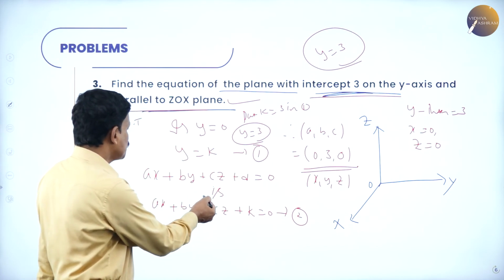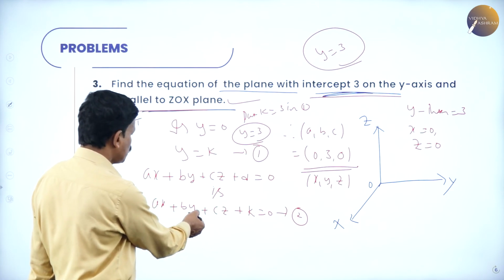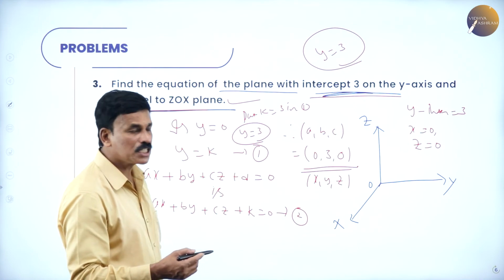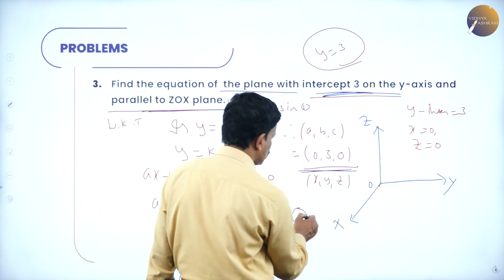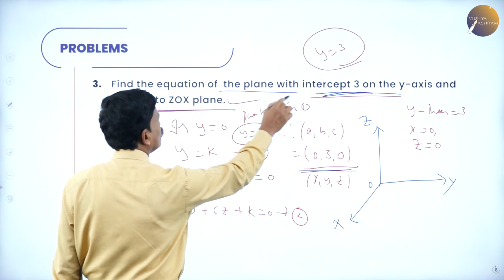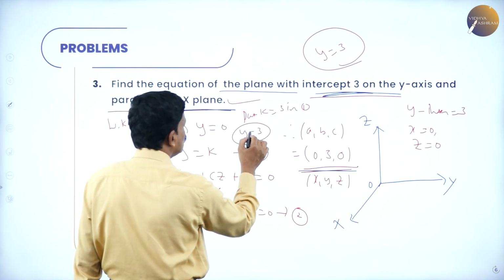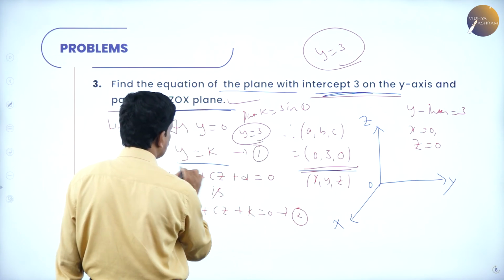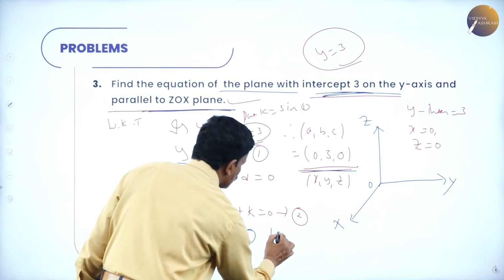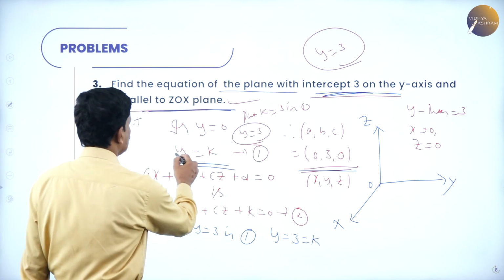Now, the required equation of the plane is of the form ax plus by plus cz plus d is equal to 0, that is ax plus by plus cz plus k. Just change d to k, and by substituting the values of a, b, c in this equation we will get the value of k. Or since the plane with intercept 3 on the y-axis is parallel to the ZOX plane, if you substitute the value of y is equal to 3 in equation number 1, you will get y is equal to 3. That is nothing but the value of k. So here k is equal to 3.